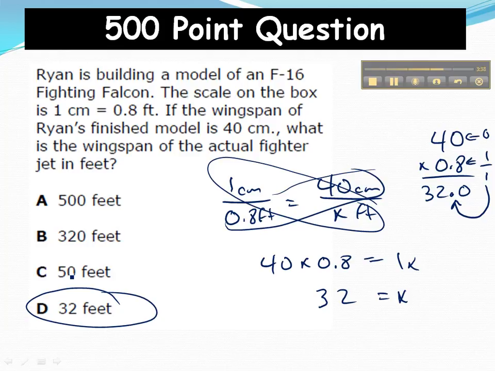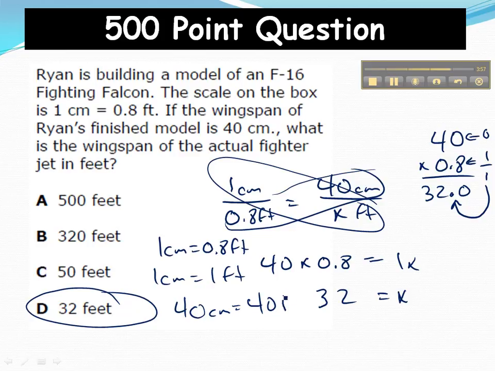Another thing you can do is to check whether your answer is reasonable here. If 1 centimeter equals 0.8 feet, you could just estimate and say 1 centimeter equals 1 foot. So 40 centimeters equals 40 feet. But you know 1 centimeter doesn't equal quite a foot. It's a little less than a foot, so your answer should be a little less than 40. So the only correct answer could be answer choice D.